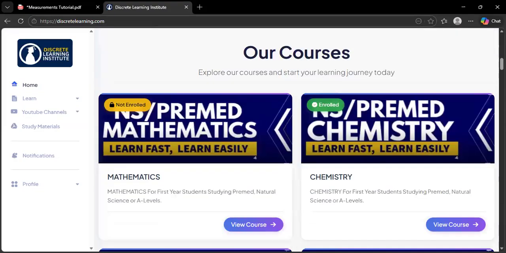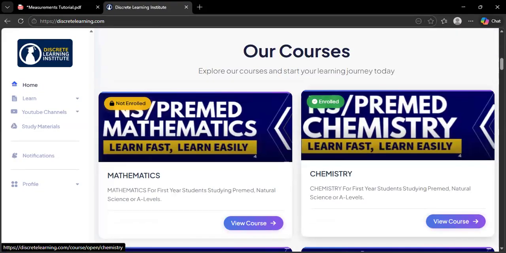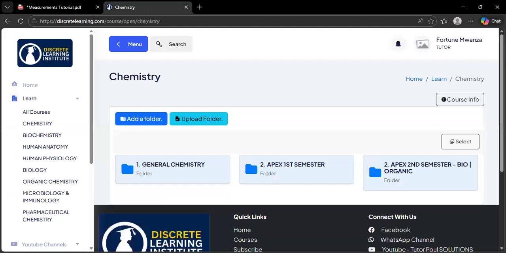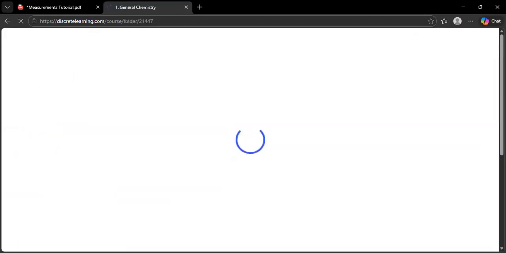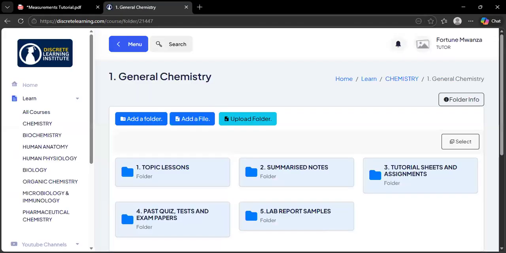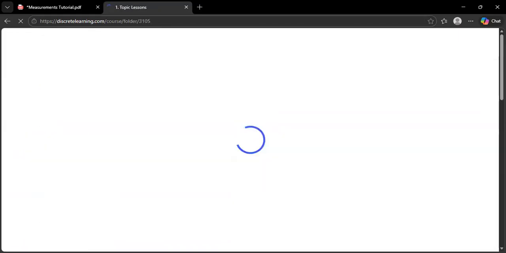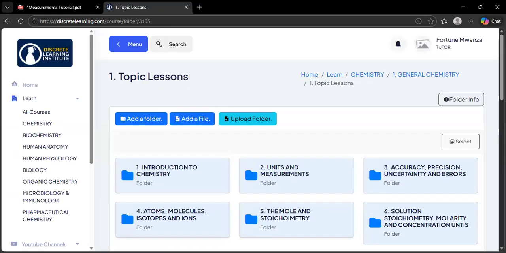For example, if I am registered in chemistry, I can open my chemistry folder. Then you see these folders. You go to the one written general chemistry. Once you open it, there are folders, for example, for topic lessons. If you open topic lessons, you are going to find all the topics that have been done, and there are recorded videos for those topics.